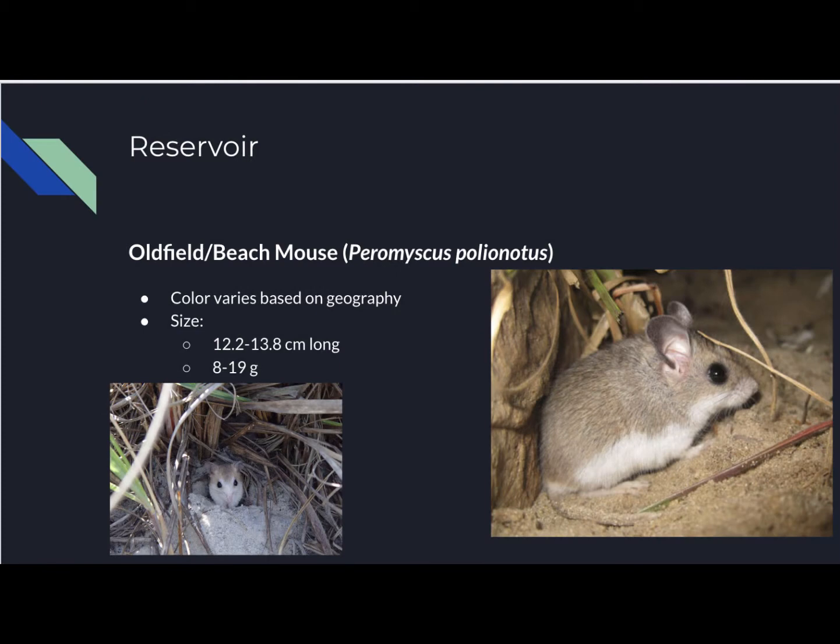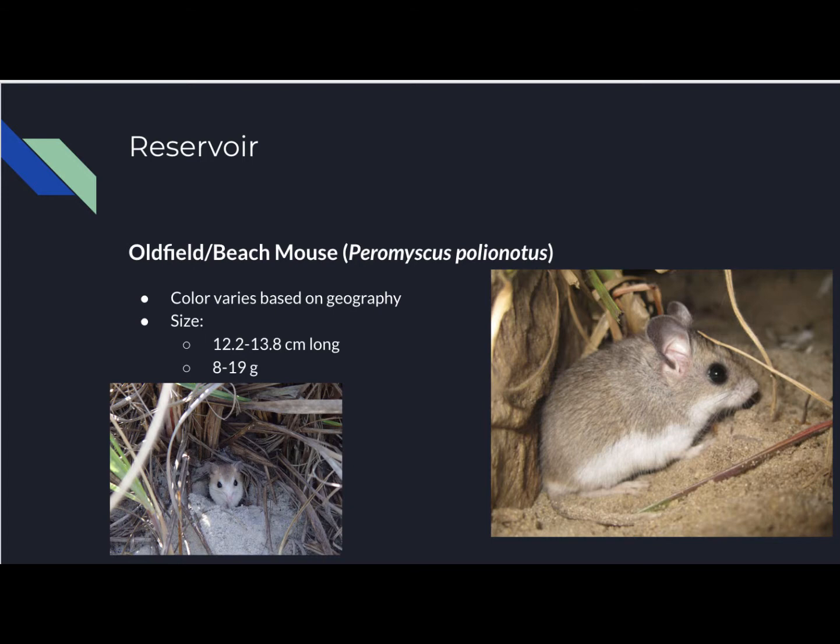We found the reservoir for this disease to be Peromyscus polionotus, more commonly known as the oldfield or the beach mouse. These mice tend to have fawn-colored upperparts with more pale or whitish underparts, as you can see in the pictures below. However, this can vary with their geography. Generally, the more inland mice are darker, while the coastal distributions can be lighter, even white. The inland mice also tend to have shorter tails than the coastal mice.